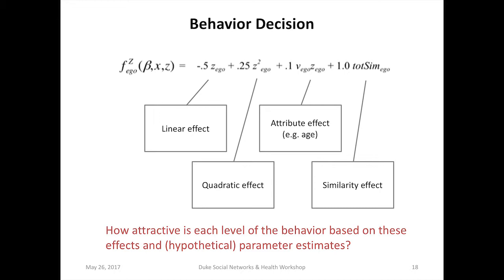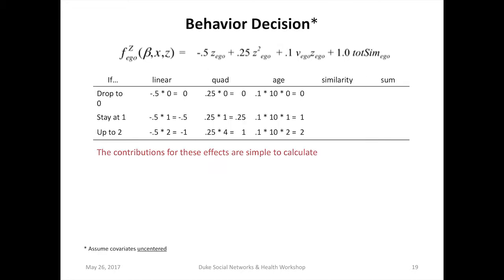Now, these first three effects are really easy to evaluate. Ego has three choices. Let's say ego is at level one, and ego can drop to zero or jump up to two. So we take those prospective values, 0, 1, 2, and plug those in as ego's value in these equations. Given the current estimates, we add those in and do some math, and that's pretty straightforward. This is probably first-year stats, in terms of just predicting values from here.